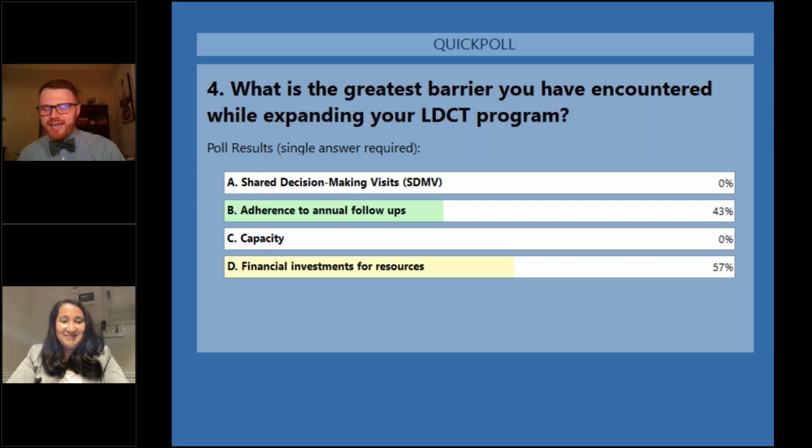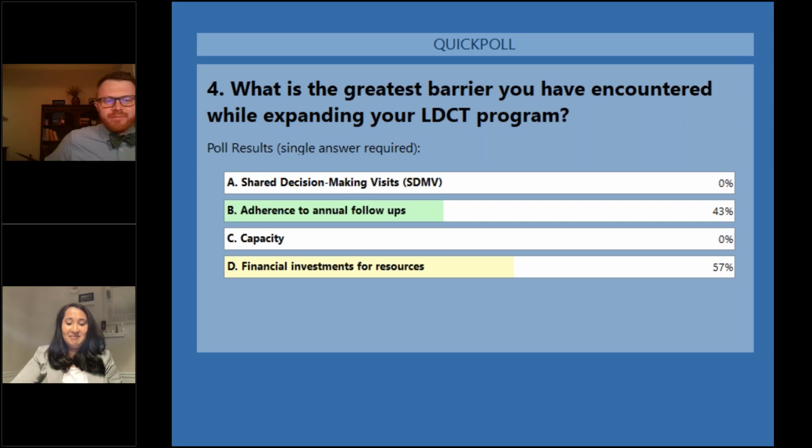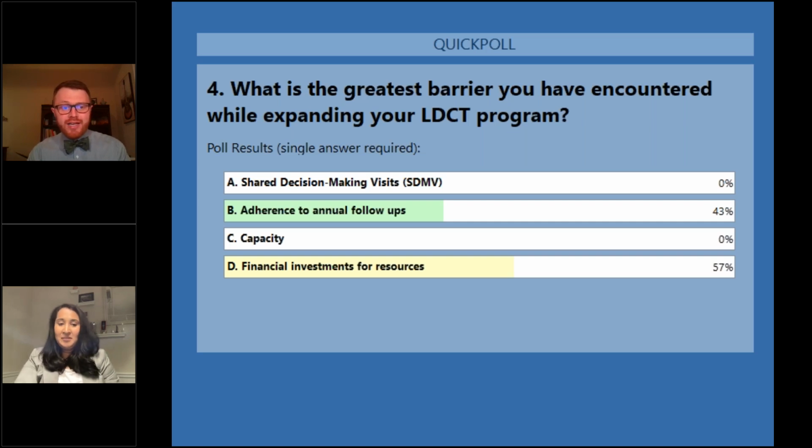Adherence to annual follow-ups. Yes, I think that the 1 millionth screened clinical, or I guess it was an update or some data look back this past year. They looked at the ACR registry data, and I think it was 22.5%. Don't quote me on that number, but it was pretty low for adherence of annual follow-ups. Capacity, if I had to rank them, is probably the lowest one for me.